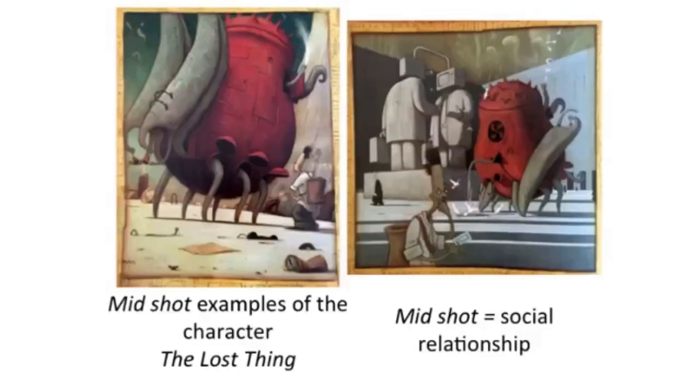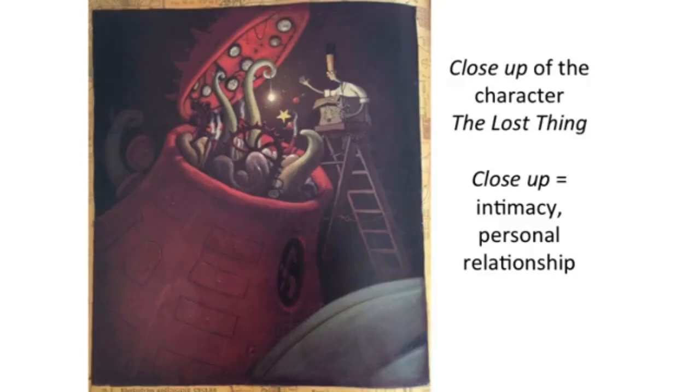A mid-shot will show the character more closely, with more detail, and the character will take up a larger portion of the image. A more social relationship between character and viewer is symbolised. An image that shows a close-up of a character will have that character's head and shoulders or face filling the image, and a more intimate type of relationship is suggested by close-up images.